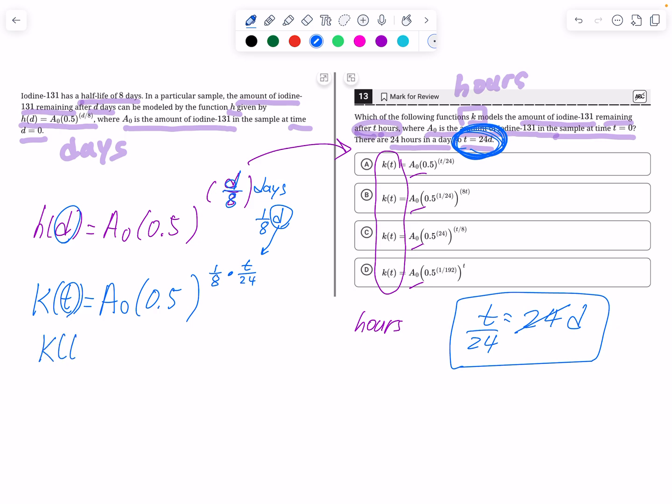And so K as a function of T equals A naught times 0.5 to the T over 192, because 1 times T is T, and 8 times 24 is 192. Now, if I look through the multiple choices, this does not match. And if I look closely, the one that looks similar to this is choice D, and let's just check. So A naught matches, 0.5 matches, and now what do they have here? Basically, they changed this exponent into 1 over 192 times T, and that's the same thing, so it's choice D.